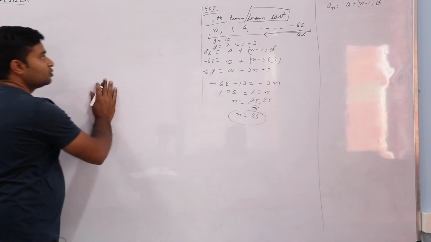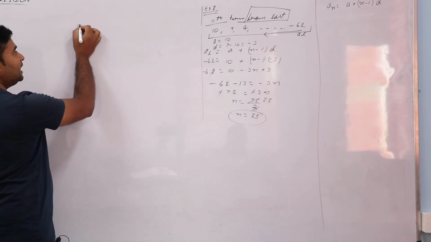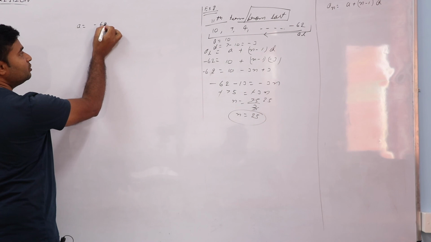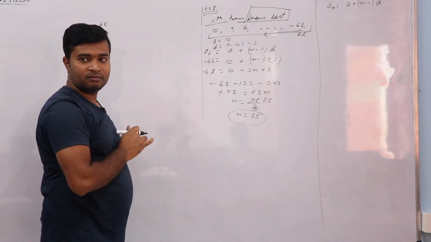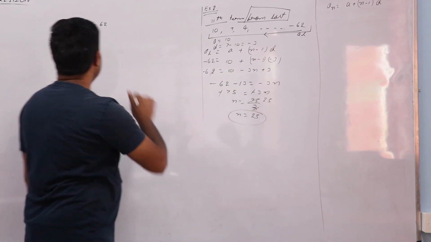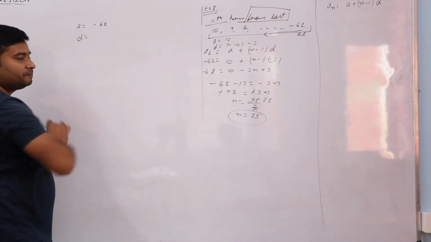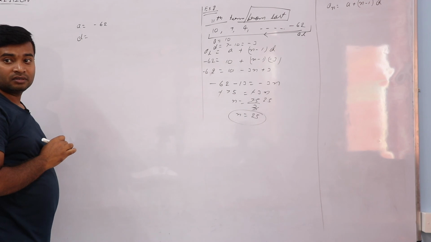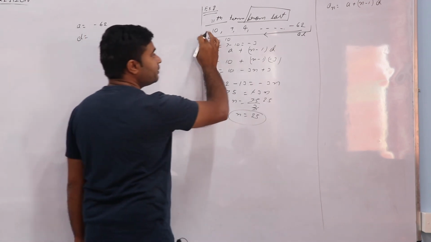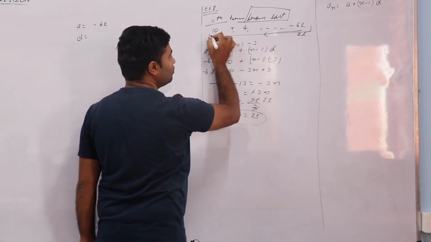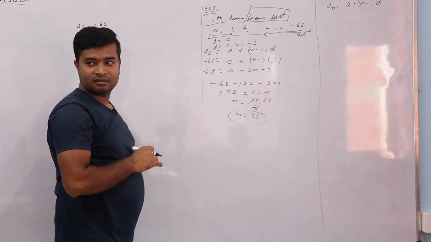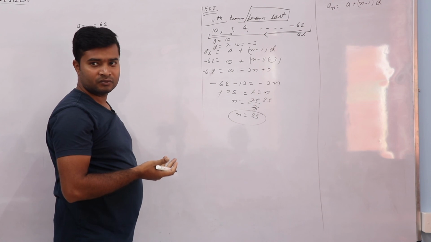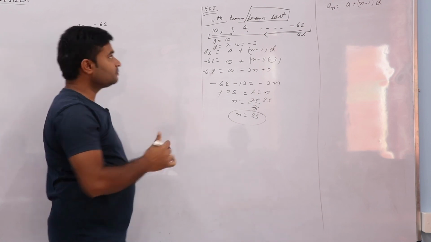So, saying from the last, we'll take a as minus 62 because it should come from this side. And d is equal to how much? D is equal to minus 3 if we are going from the other side. But coming from this side, d is equal to plus 3.